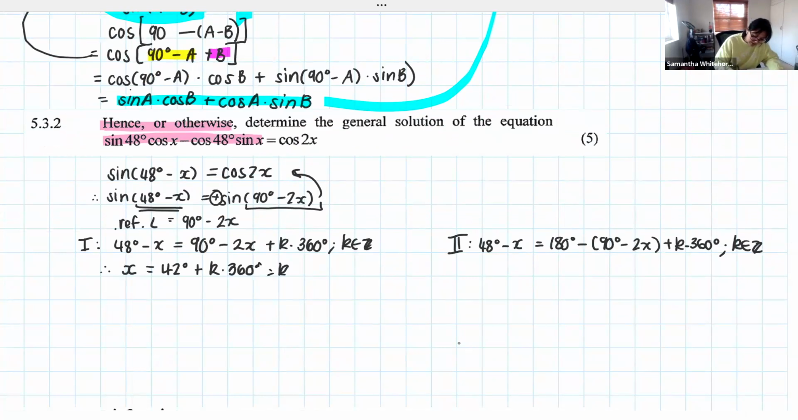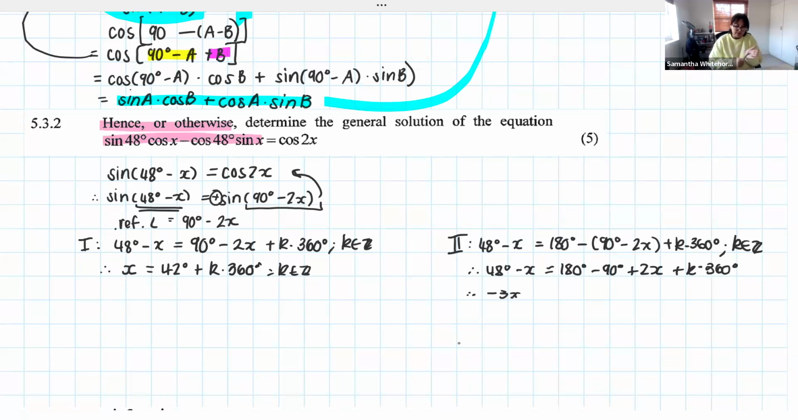K is an integer. And then for quadrant 2, I again need to do a very similar thing, but I do need to distribute that negative first. So 180 minus 90 plus 2x, plus k times 360. 180 minus 90 is 90. So just bear that in mind. But if I bring that positive 2x over, I get a negative 3x now. On the right-hand side, I've got 180 minus 90, which is 90. Bring the 48 over, minus 48, so 42.